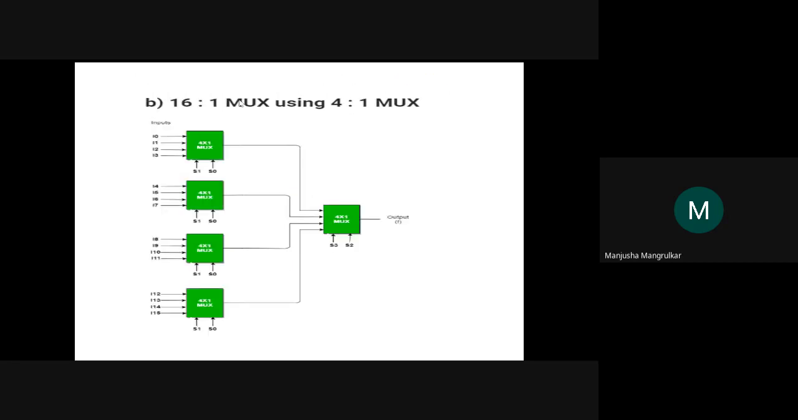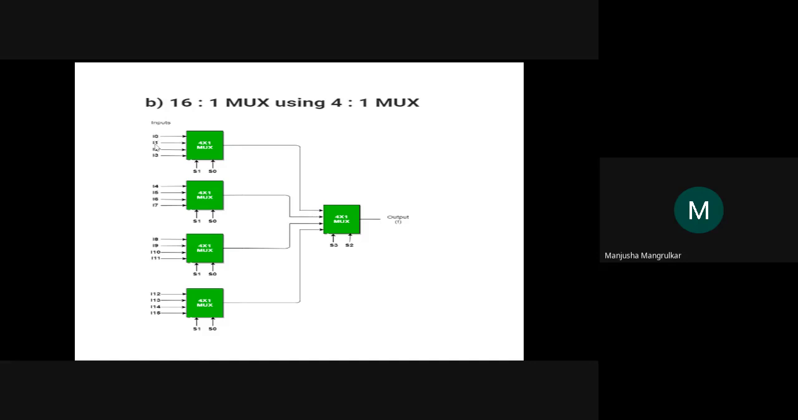The same way, we can design the 16 is to 1 mux by using 4 is to 1 muxes, with the same S0, S1 signals. So this will function as a 4 is to 1 mux, and this, and this, and this will also function as a 4 is to 1 mux.